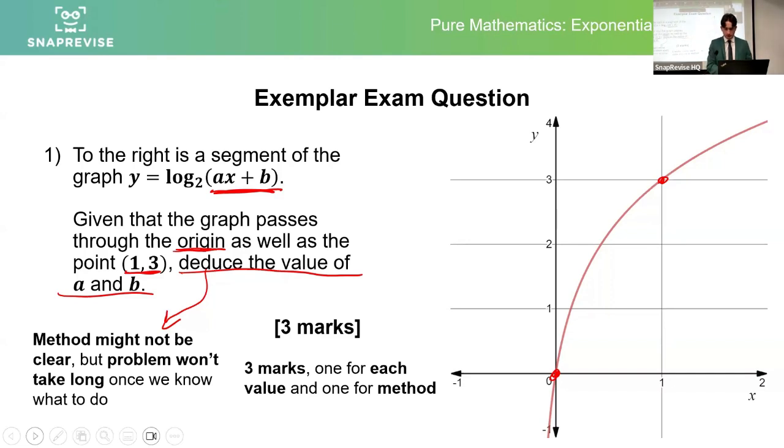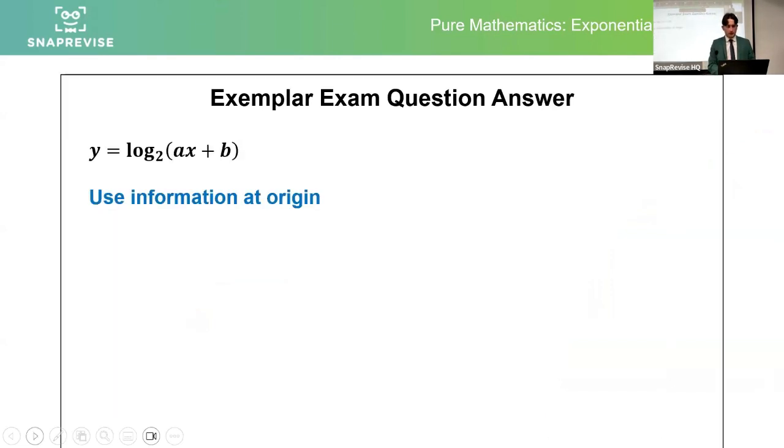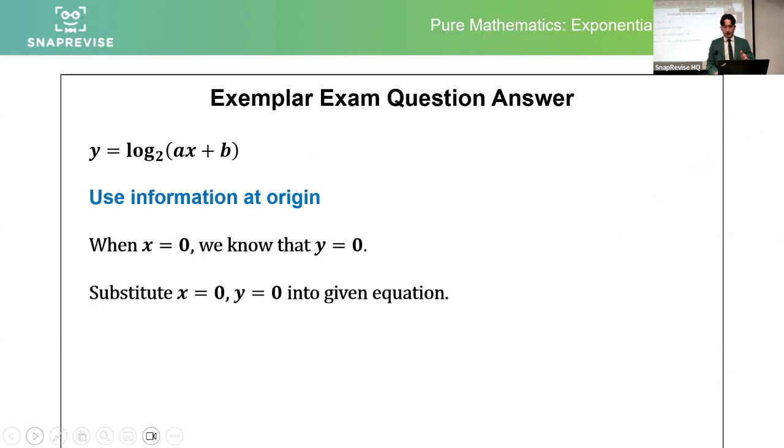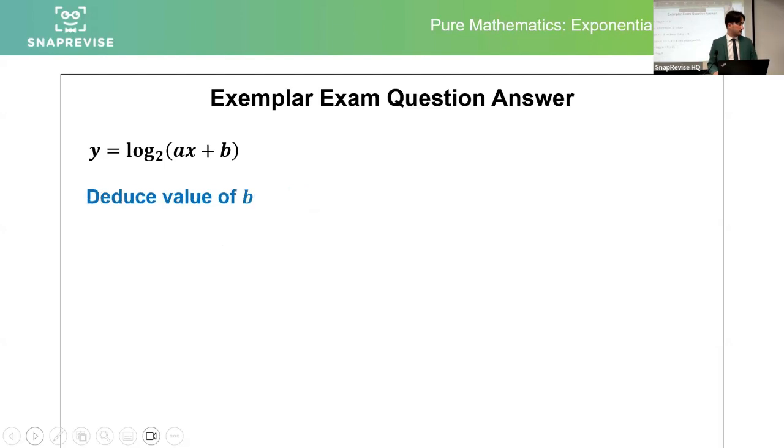Right, let's have a little look. So to use the information about the origin, we've got two values, x and y as 0. (0, 0) is the coordinate. So if we sub that information in and then begin to solve, x is 0, y is 0, we get 0 equals log base 2 of 0 plus b. So log base 2 of b is 0. Okay, so well done if you got that.